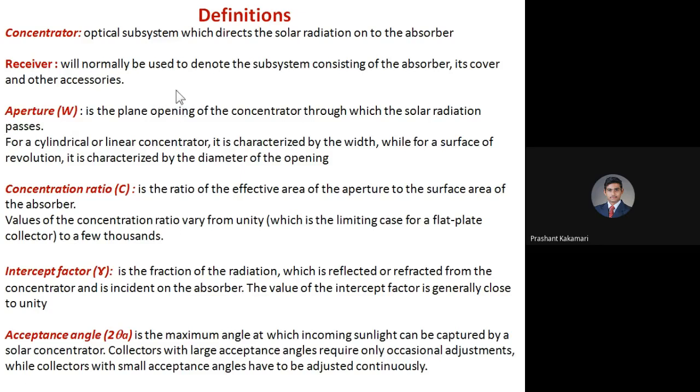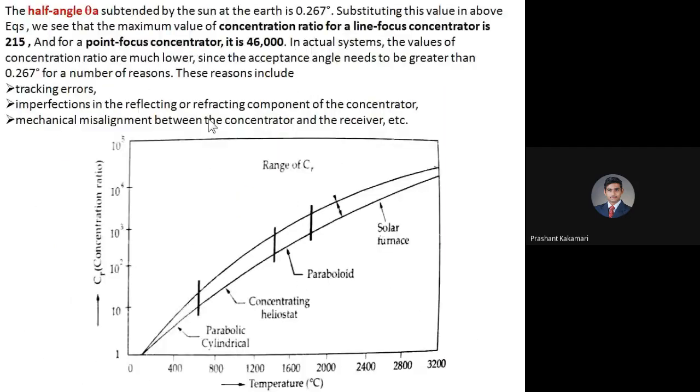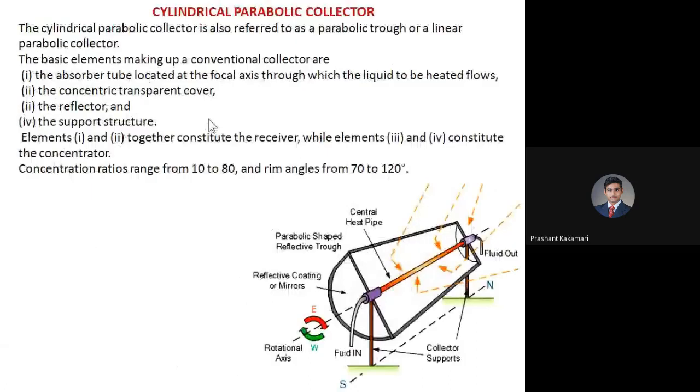So what is the aperture? It is a plane opening. I'll take an example to explain this. The aperture is the opening given to the solar radiation. What is the opening given to the solar radiation? It is nothing but the width and length of this cylindrical parabolic trough. Width is this much, length is this much. So this total area, which is open to the solar radiation, is nothing but the aperture area or aperture.